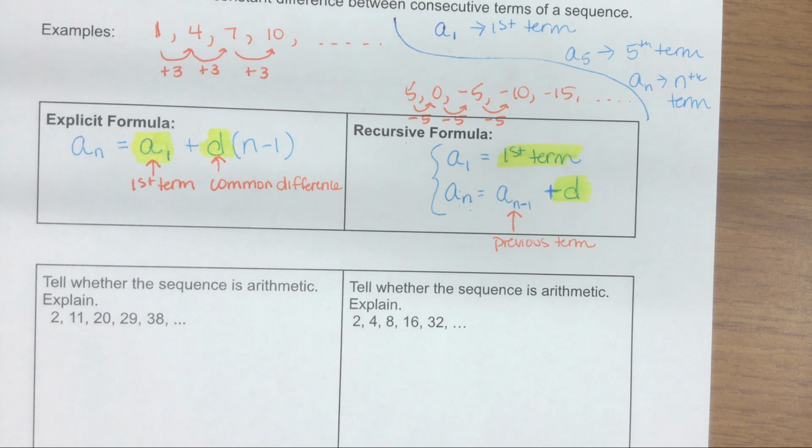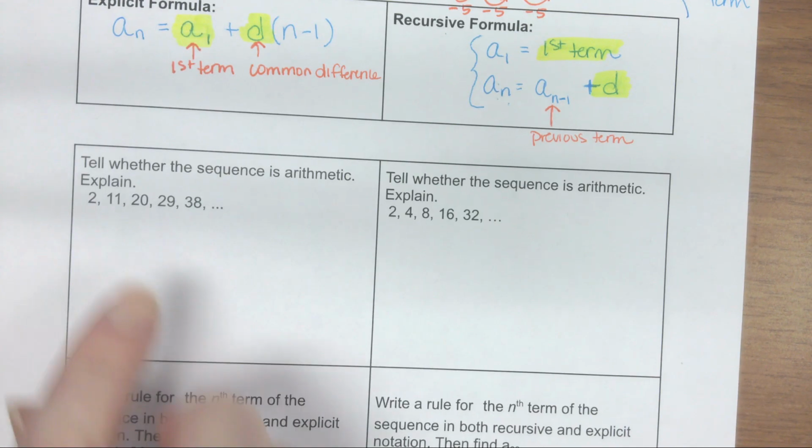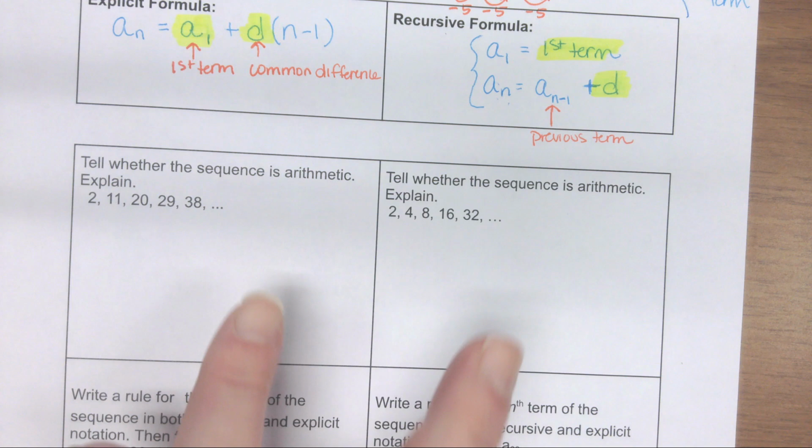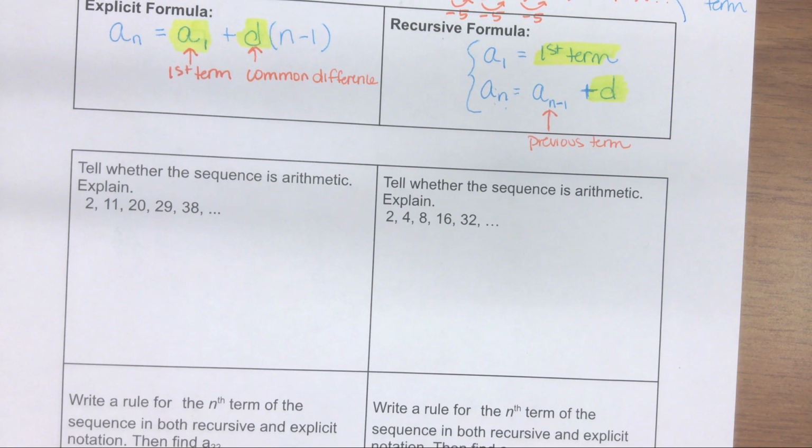Let's practice then doing some of this. Okay. Would you talk with somebody around you? And I want you to look at these two, and tell me if they're arithmetic or not, or tell the person next to you.